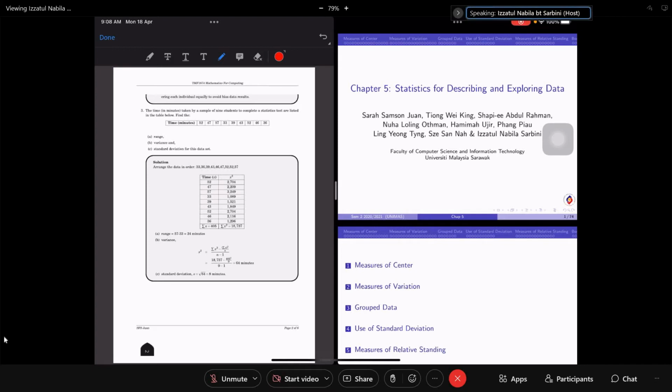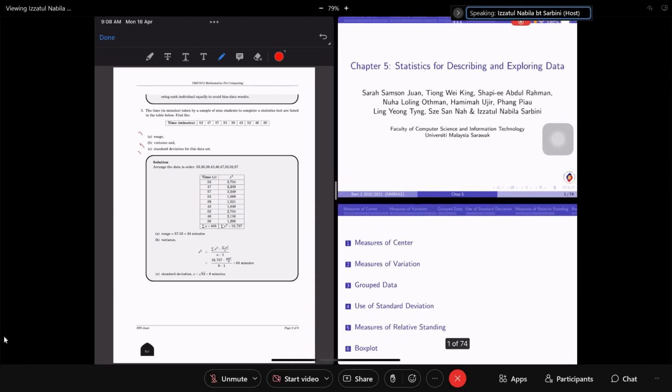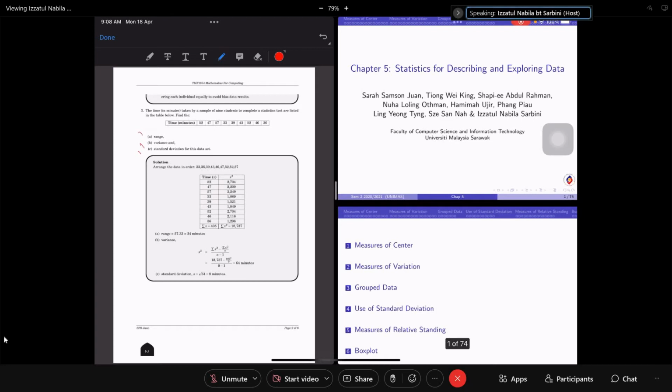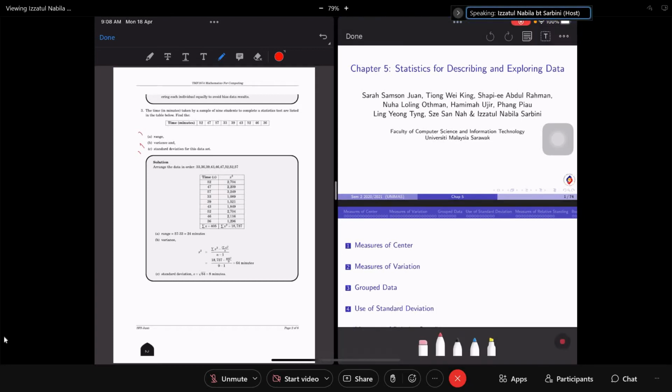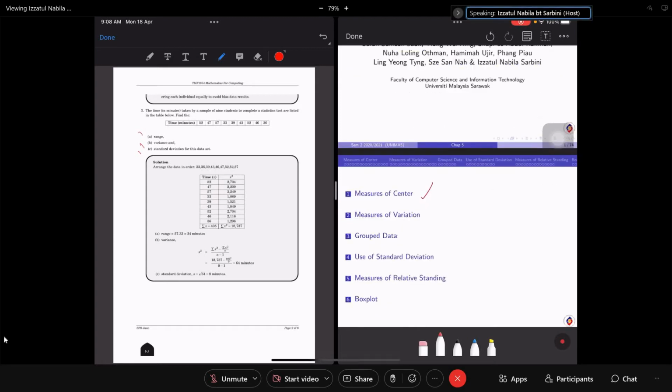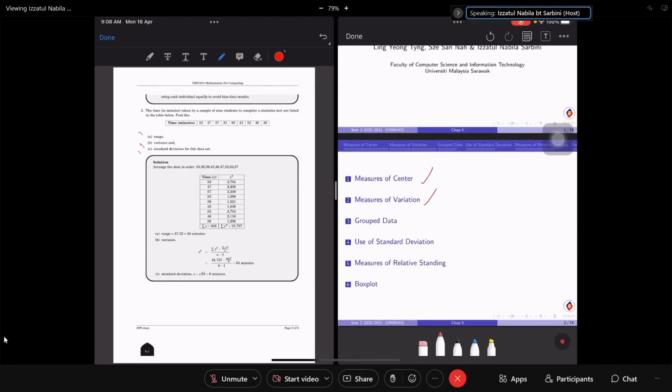Now question 3. Question 3 is about range, variance, and standard deviation. Questions 1 and 2 were measures of center. Measures of center are mean, median, mode, and mid-range. Now measures of variation are range, variance, and standard deviation.